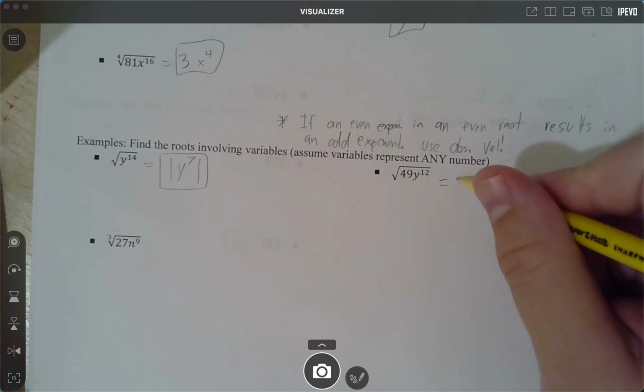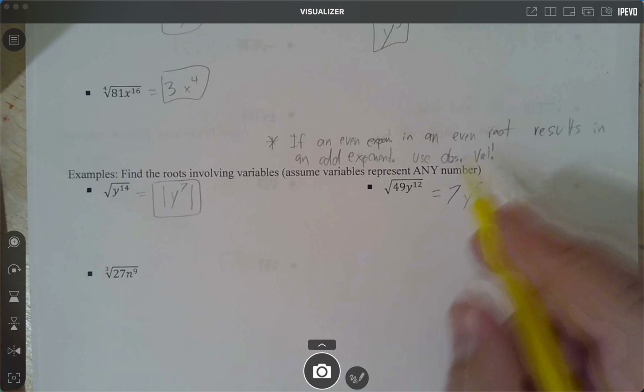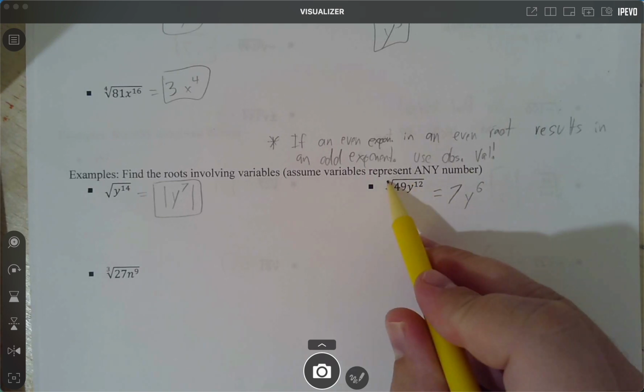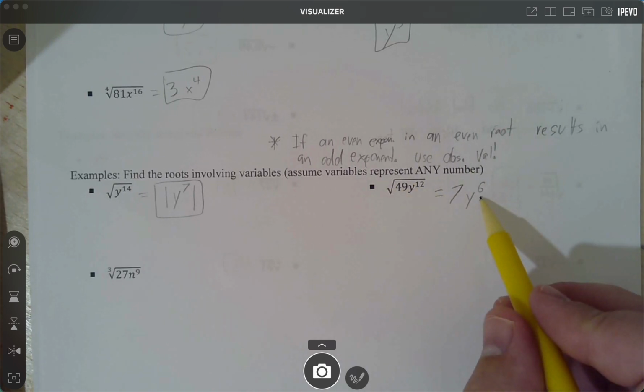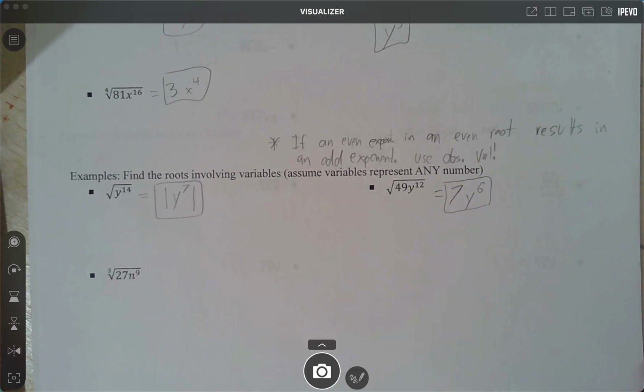So the square root of 49 is 7. y to the 12th becomes y to the 6th. Now this is an even exponent, and this is an even root, but it resulted in an even exponent, so guess what? I don't need absolute values.